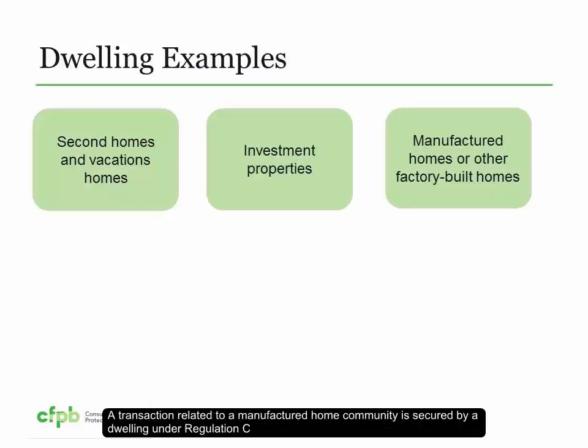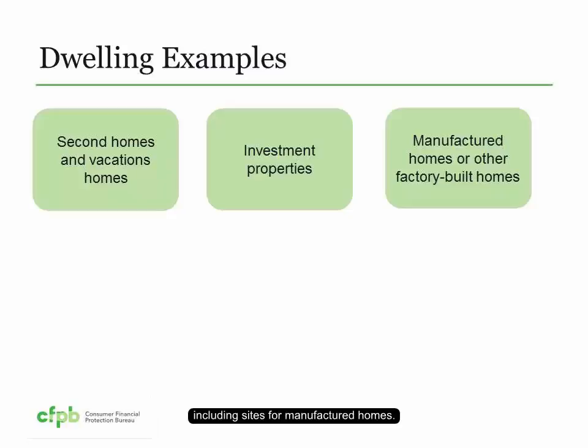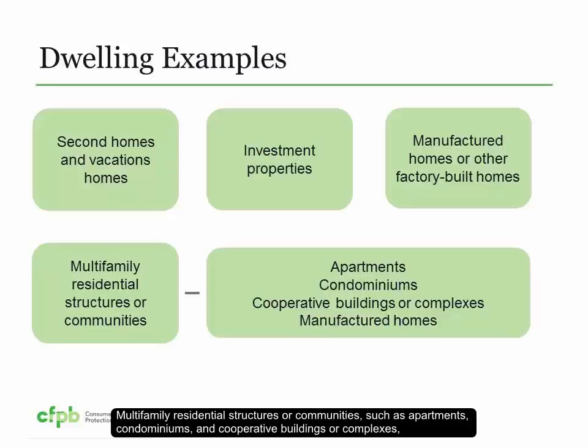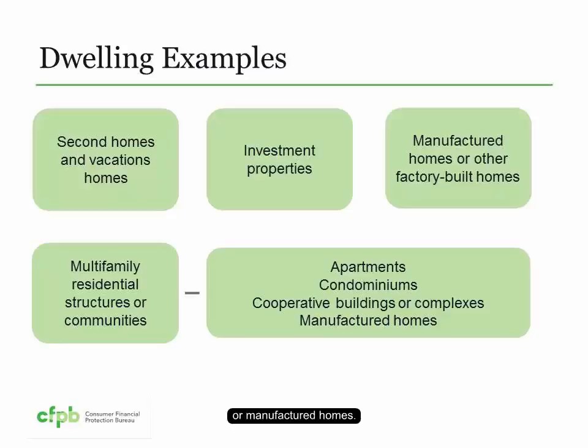A transaction related to a manufactured home community is secured by a dwelling under Regulation C, even if it is not secured by individual manufactured homes, but only by the land that constitutes that manufactured home community, including sites for manufactured homes. Other examples include multifamily residential structures or communities, such as apartments, condominiums, and cooperative buildings or complexes.